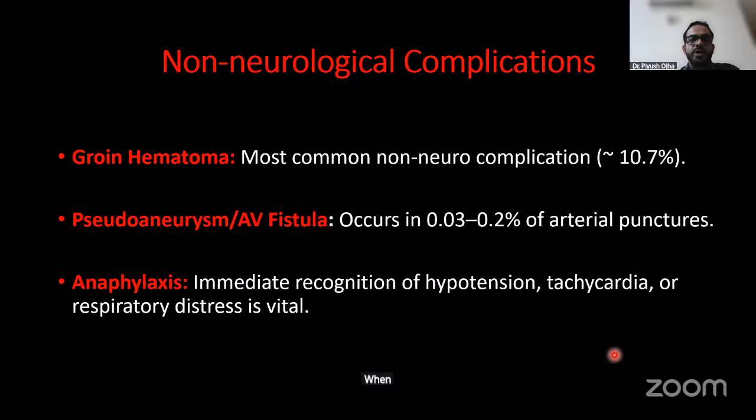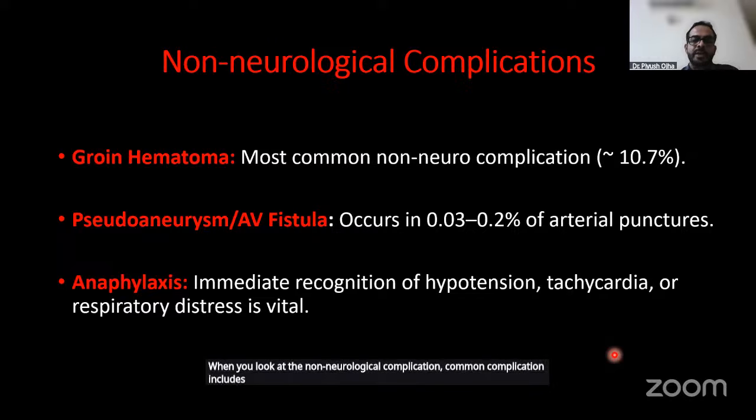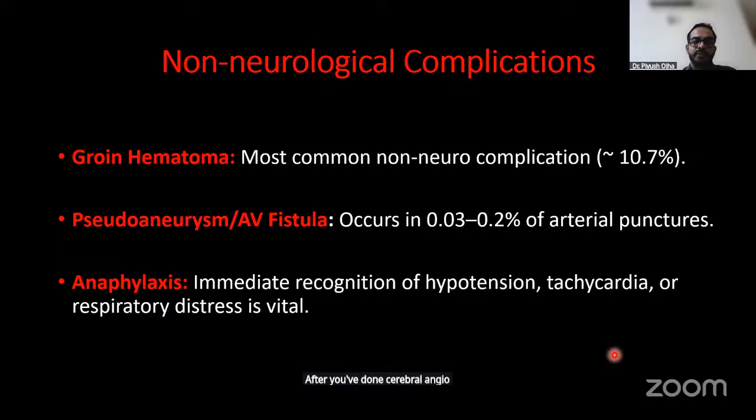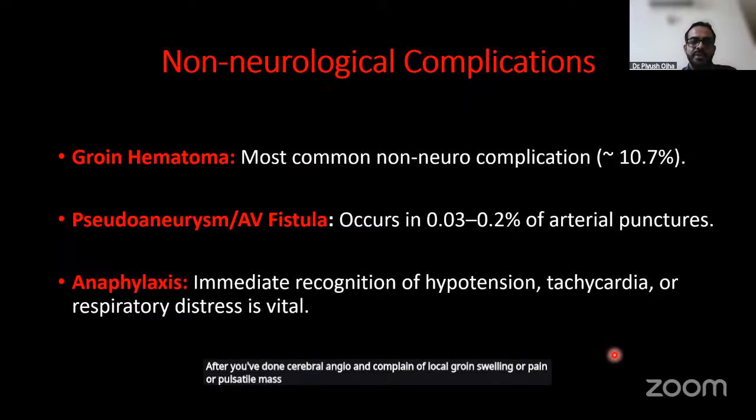When you look at the non-neurological complications, a common complication is groin hematoma, around 10%. If the compression has not been adequate, very rarely there can be pseudoaneurysms or AV fistula formation, in which the patient might complain to you later, after you've done the cerebral angio, of local groin swelling or pain or a pulsatile mass in the groin region. And then rarely anaphylaxis because of the contrast, which can be recognized, but you should always have your anesthetist on standby.